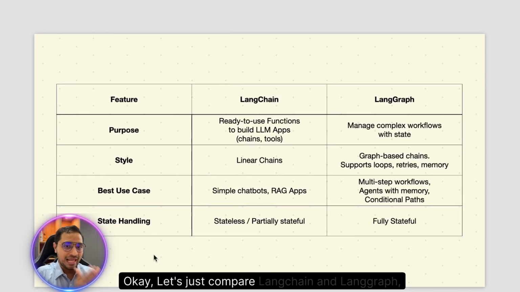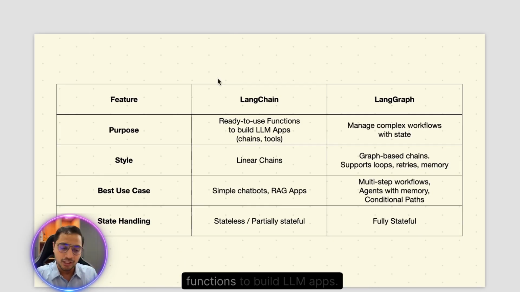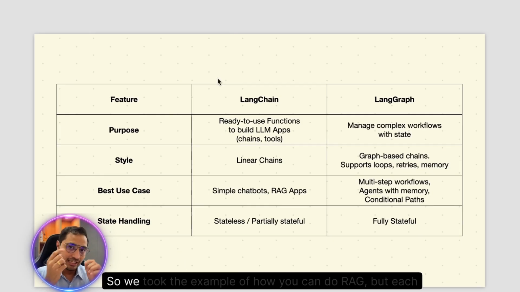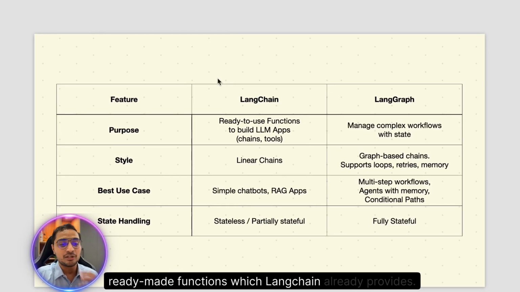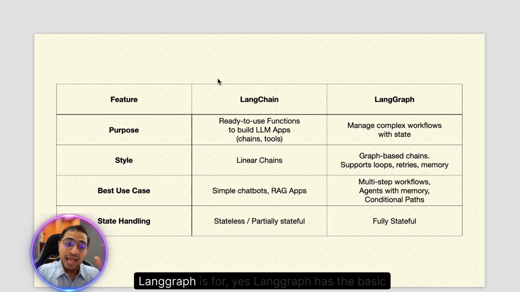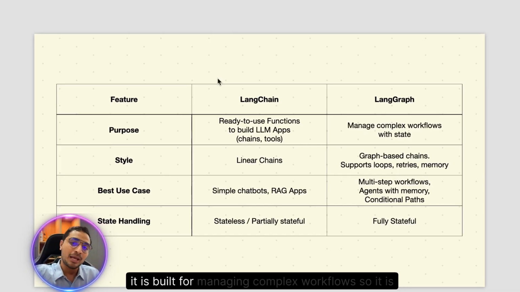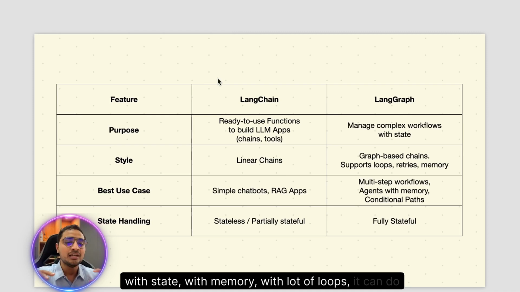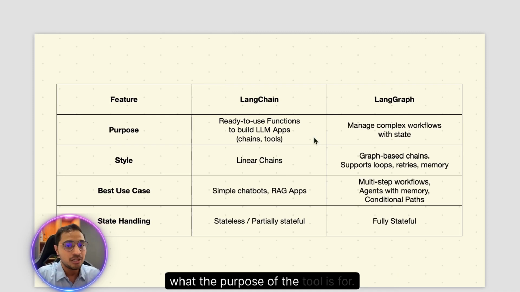Okay, let's just compare LangChain and LangGraph, right? LangChain's purpose is to give ready-to-use functions to build LLM apps. We took the example of how you can do RAG, but each step of the RAG you can do with ready-made functions which LangChain already provides. LangGraph has the basic functionalities which you can use to build agents, but it is built for managing complex workflows. So it is with state, with memory, with a lot of loops. It can do a lot of cross-collaborative agent scenarios. That's what the purpose of the tool is for.